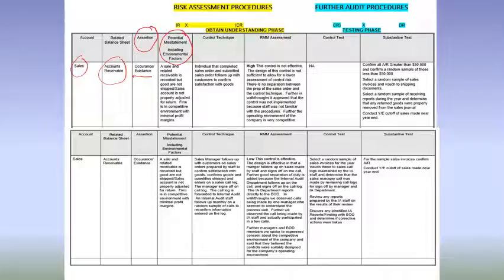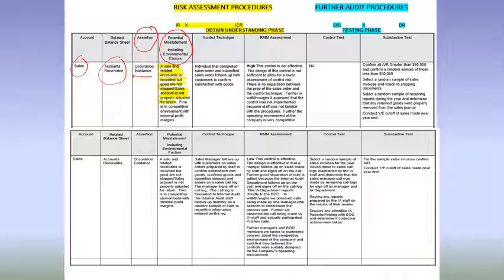What could go wrong at the assertion level? We're calling that potential misstatement, and we say here that a sale and the related receivable is recorded, but the goods were never shipped. Also the account is not properly adjusted for a sales return. So this is the potential misstatement. Under the existence assertion, they recorded the sale, they never shipped the goods, or if the goods were returned, they didn't put the return in.